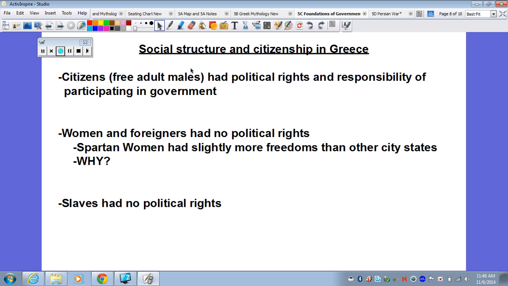That being said, in Sparta, women typically had more freedoms than in other city-states. Just because of the culture, they respected women a little more, because women were expected to raise strong men, and it was very important that they did that job. So Spartan women have a little bit more freedom than other city-states, but we'll talk about that when we talk about Athens and Sparta. So just know that women and slaves typically don't have any political rights, whereas free adult males typically have political rights in Greece.